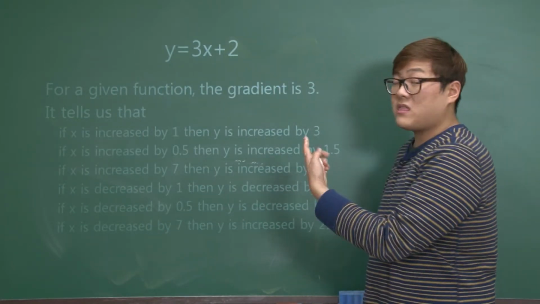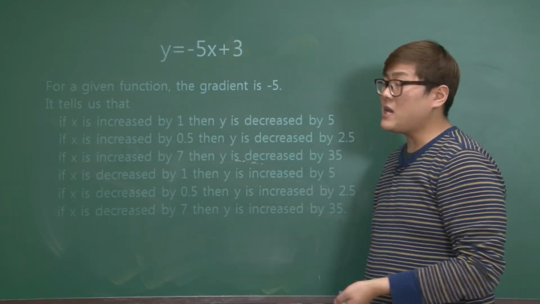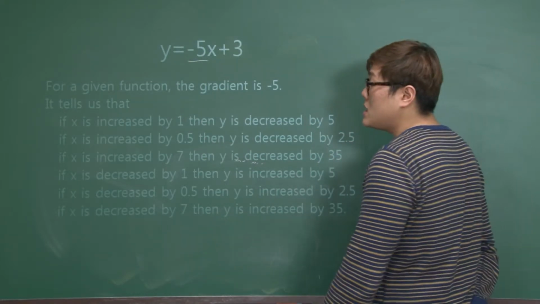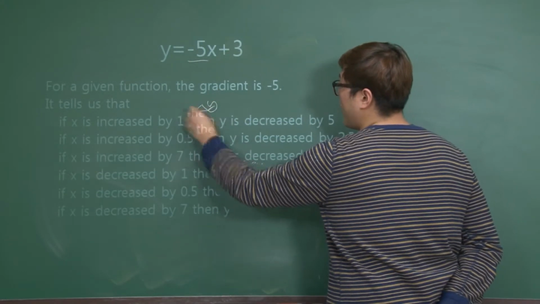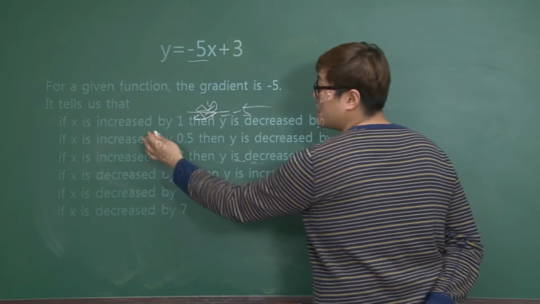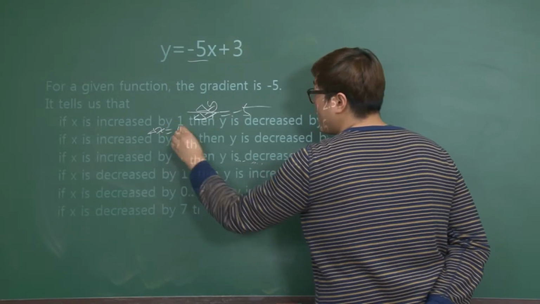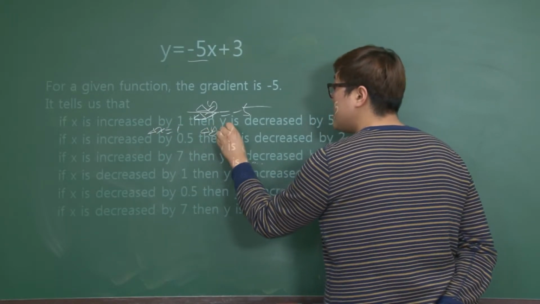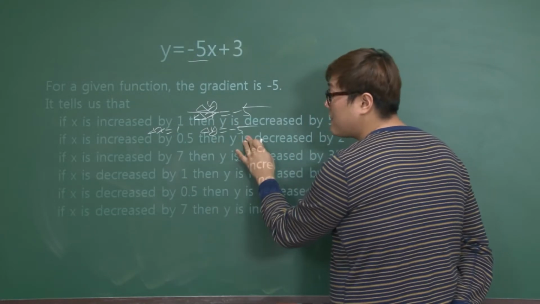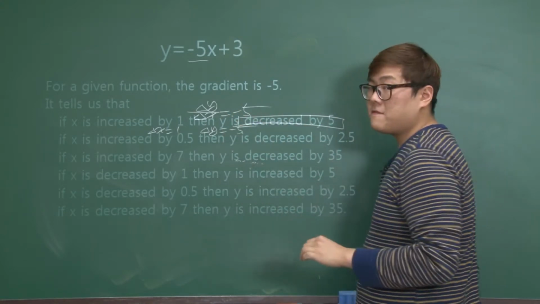So let's think about the negative gradient. So far, we only thought about positive gradient, but what about negative gradient? y equals negative 5x plus 3. That means delta y over delta x is negative 5. Let's increase x by 1 again, so delta x equals 1. Now we know delta y is negative 5. We have a positive sign here, but a negative sign here. So y is decreased by 5.